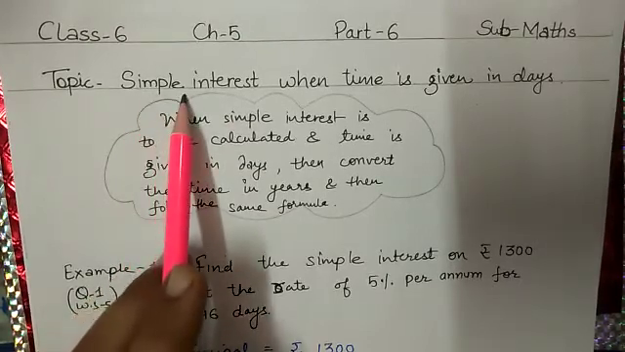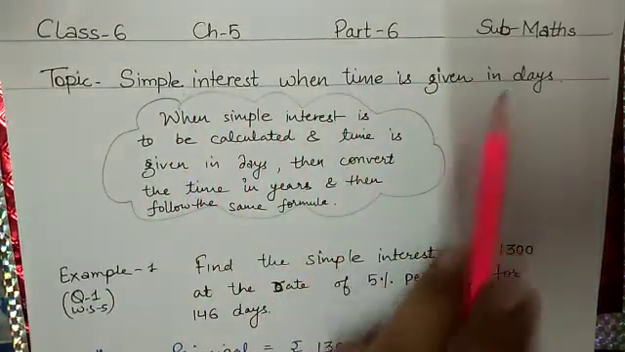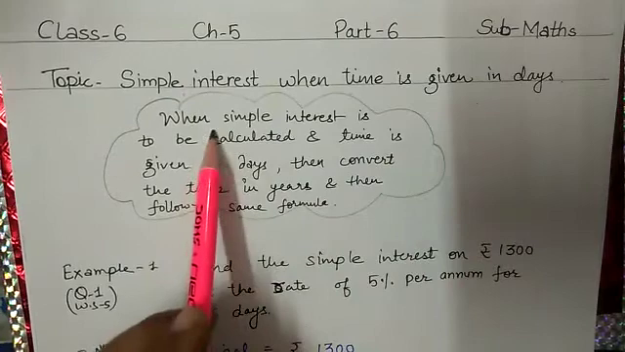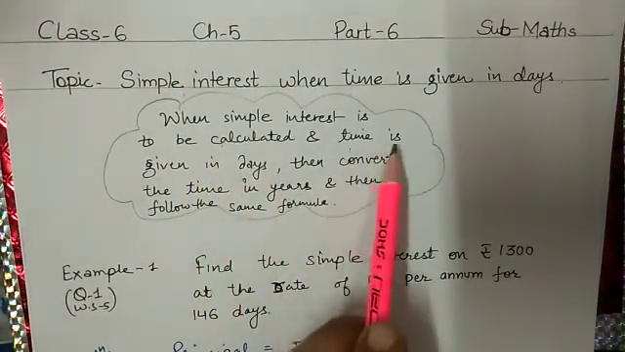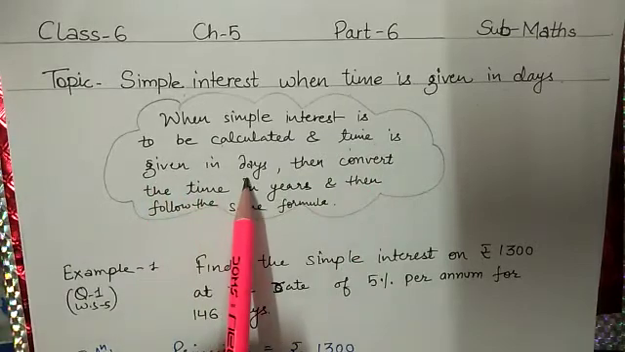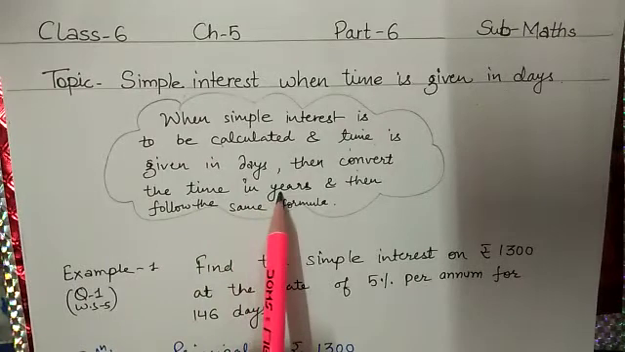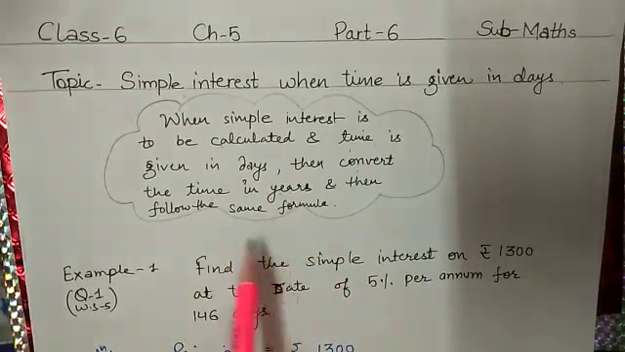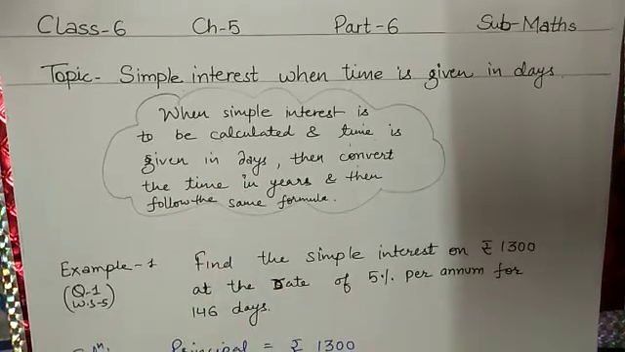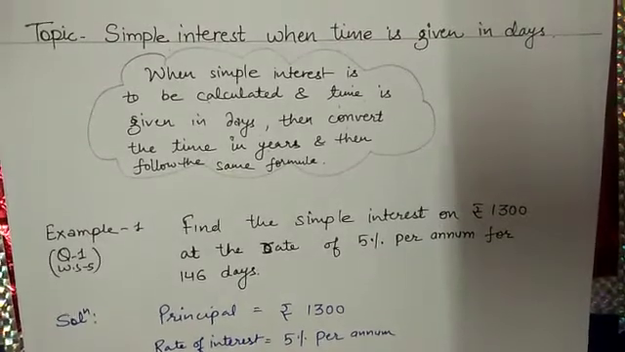Today we will calculate simple interest when time is given in days. Always remember, when simple interest is to be calculated and time is given in days, then convert the time into years and then follow the same formula of simple interest, that is principal multiplied by rate multiplied by time.